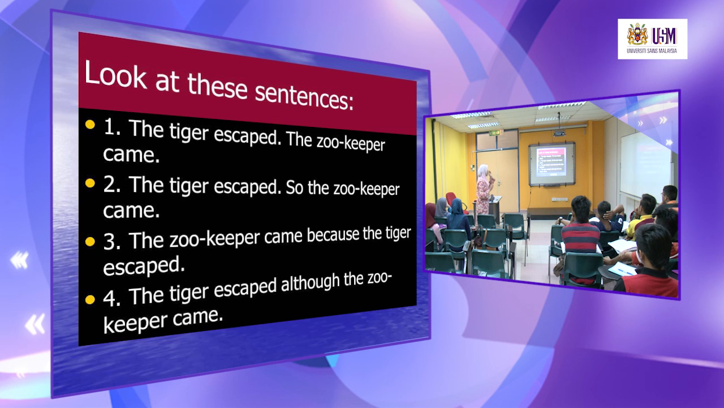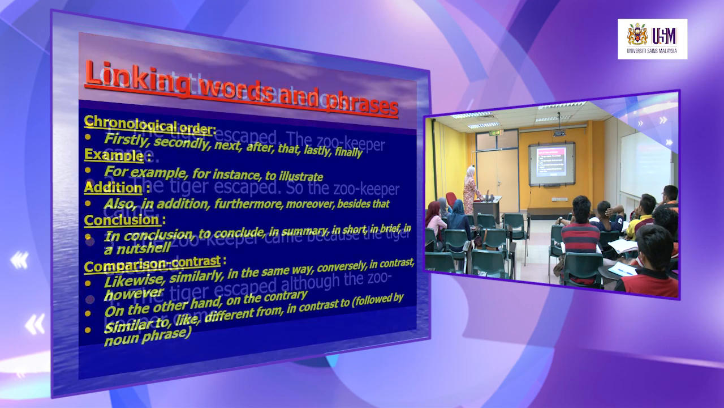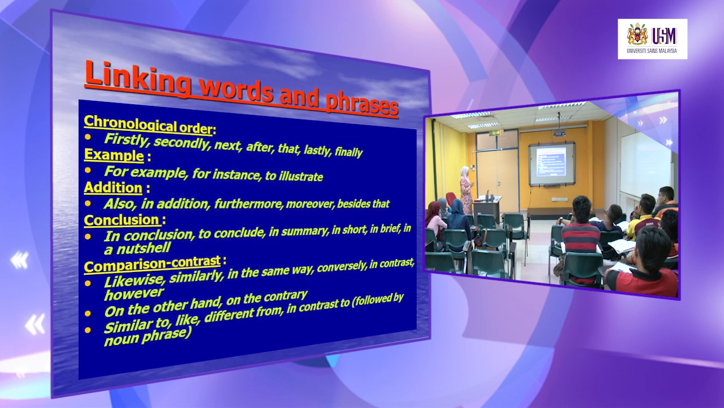Because they come with a function. Okay? So, because, although. It has its own function. Alright? They will connect ideas. So these are what we call linking words and phrases. Chronological order, according to time, you have firstly, secondly. I'm sure you're familiar with that. Right? Example, you use for example, for instance, to illustrate. Addition, when you add more information, also furthermore, moreover. And you have the rest.